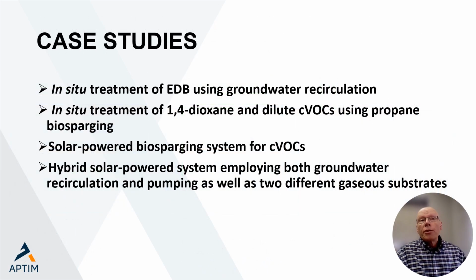So now we're going to move into some case studies. I'm going to talk a little bit about in situ treatment of EDB using groundwater recirculation. I'm going to go through a study where we treated 1,4-dioxane and dilute CVOCs using propane biosparging. Just touch a little bit on another biosparging system for CVOCs. And then we're going to walk you through a hybrid solar powered system that employs both groundwater recirculation and pumping, as well as two different gaseous substrates.